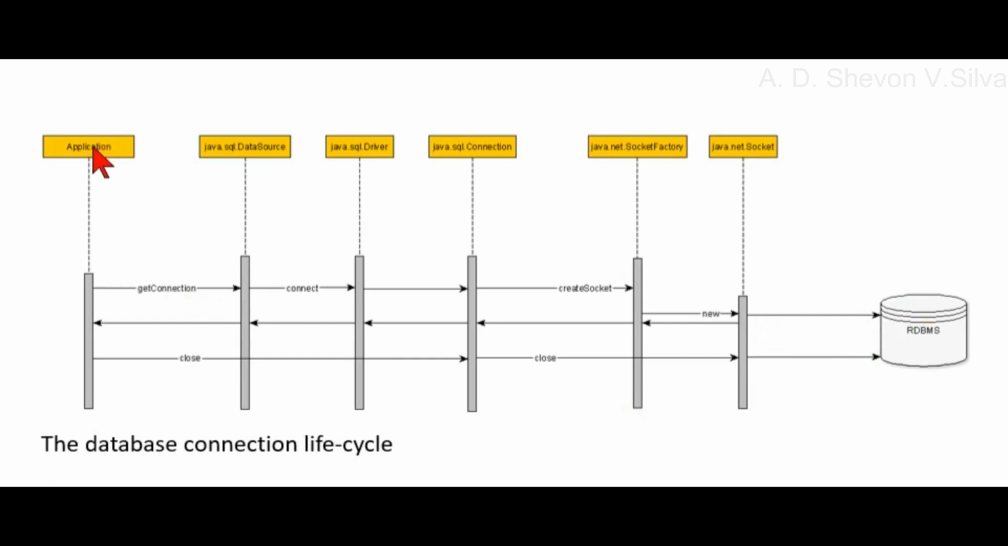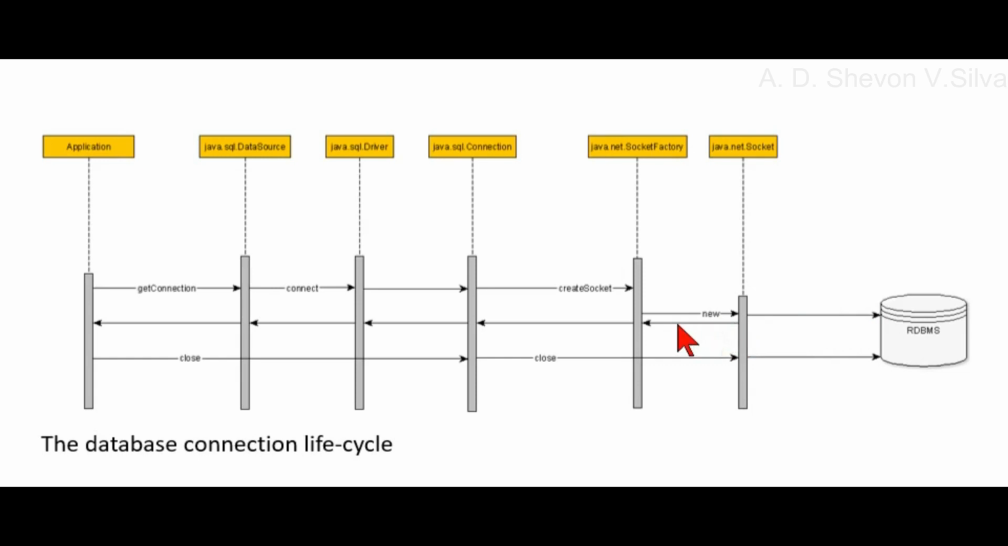Here the application is connected to java.sql.DataSource via getConnection, and the DataSource is connected to Driver via connect, and the Driver is connected to Connection, and Connection is connected to SocketFactory via createSocket, and SocketFactory is connected to Socket via new, and then Socket is connected to the RDBMS.